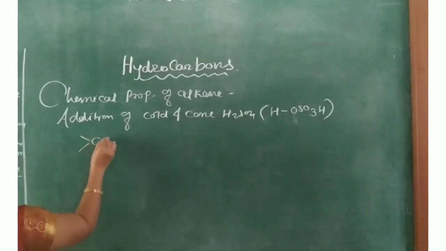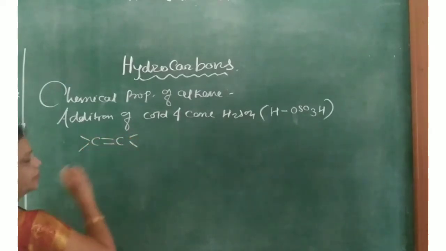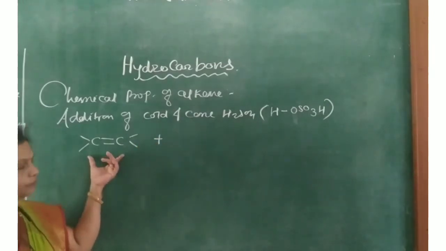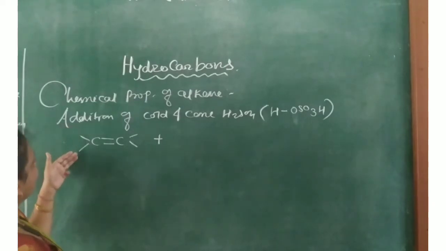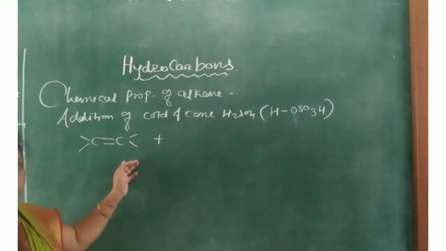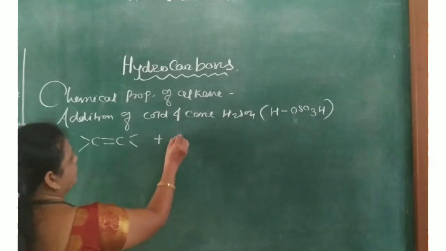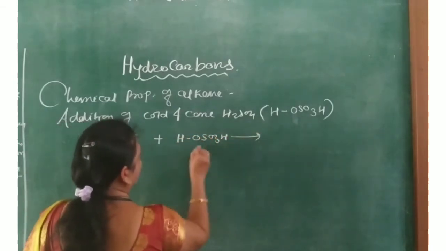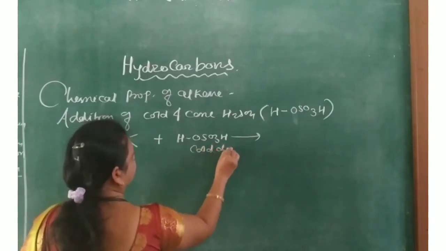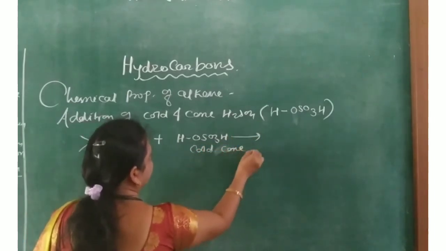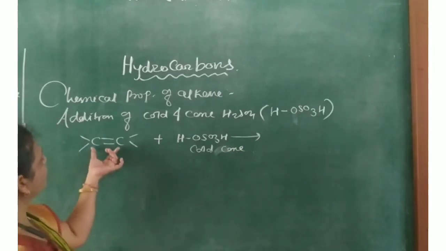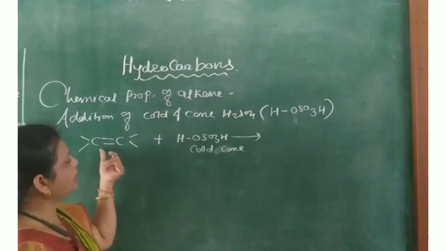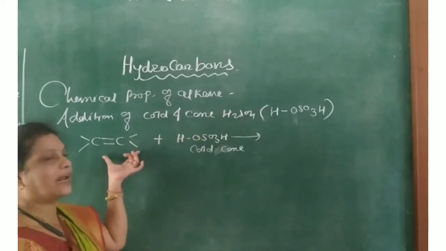So alkene, this is the carbon-carbon double bond. So here plus, this is a general reaction. We take here as H, H or R, R, whatever. Okay, plus here HOSO3H, cold and concentrated. Then the double bond gets converted into a single bond. H goes to one carbon atom and OSO3H goes to another carbon atom.